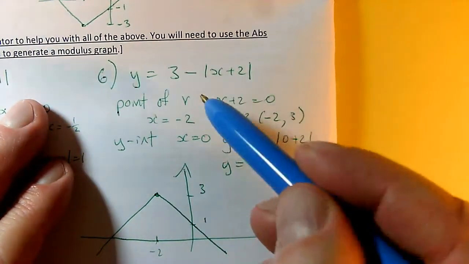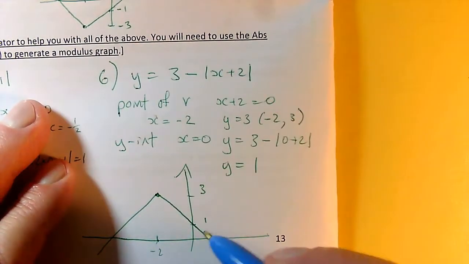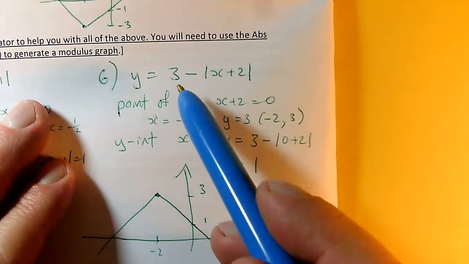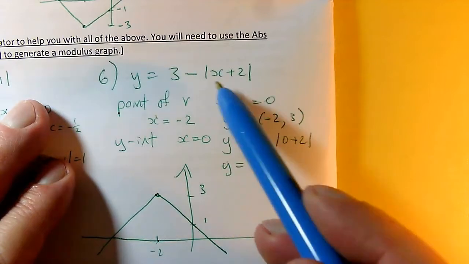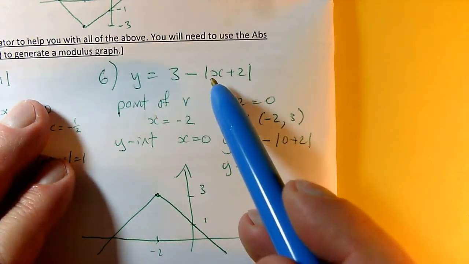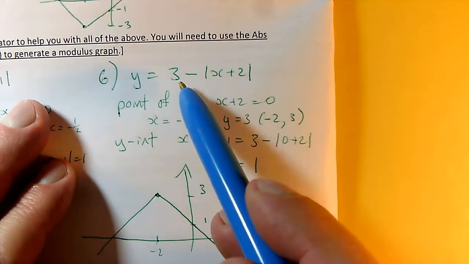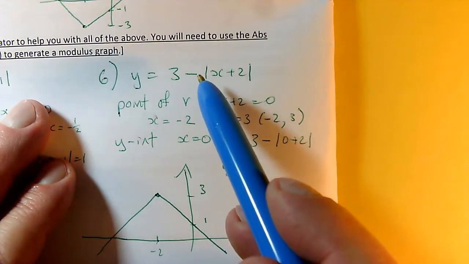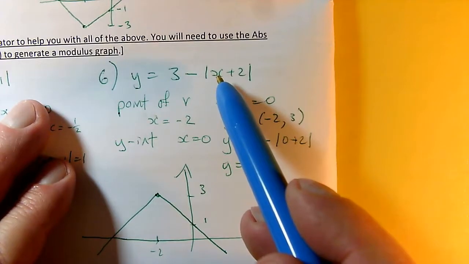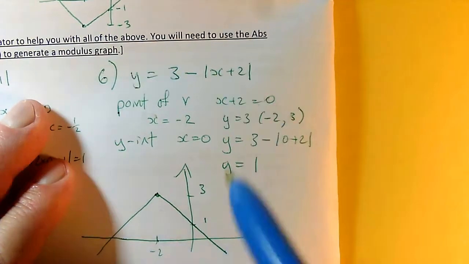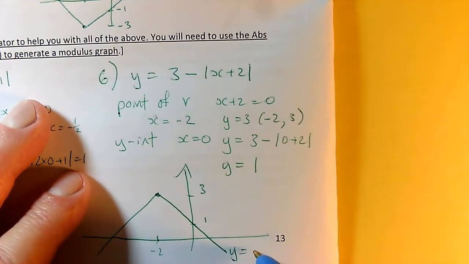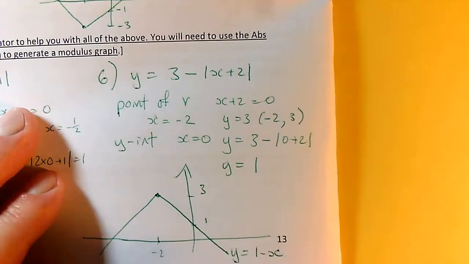Okay, but the point of the v, y-intercept method told me everything I needed to know, and as before, I can work out the two equations. So when the modulus does nothing, I'm going to get 3 take away x, take away 2, so I'm going to have 1 minus x, but I've got to be careful here, okay? It's got a minus x on it, okay? So that means it slopes down, and this side slopes down. So this is going to be y equals 1 minus x, okay?